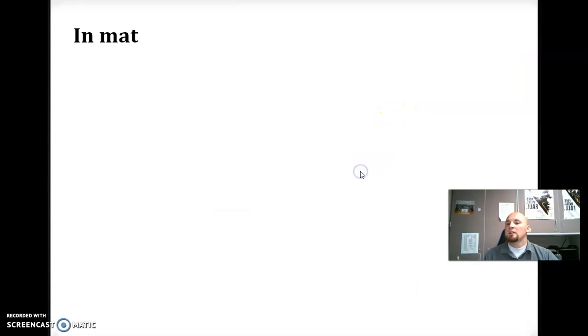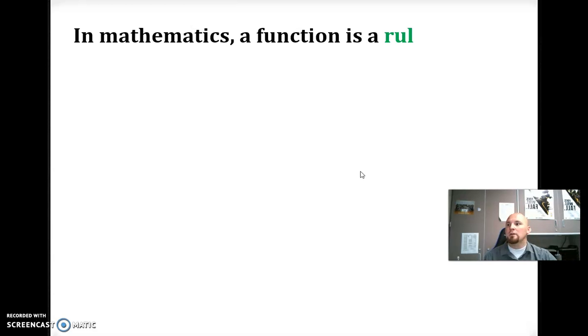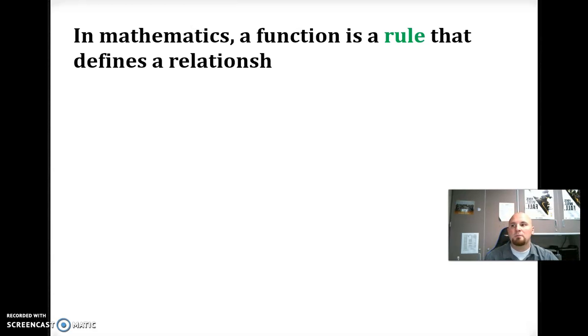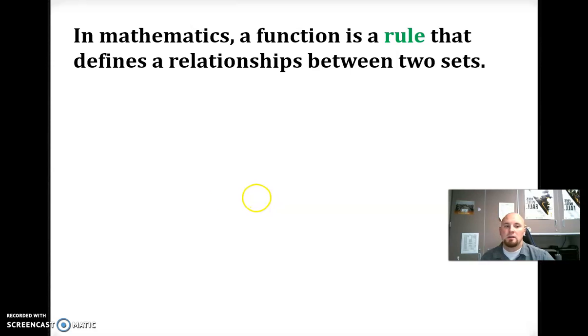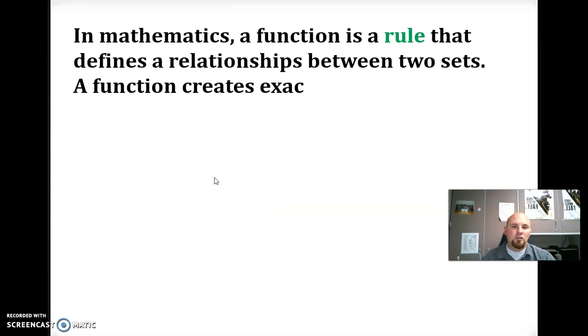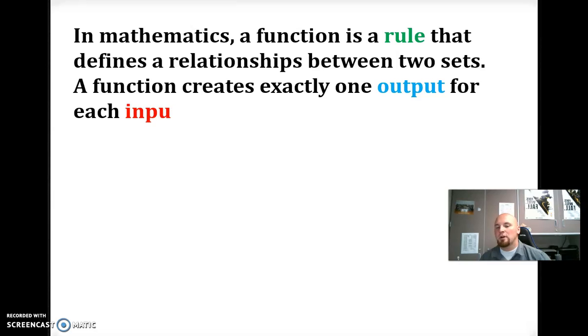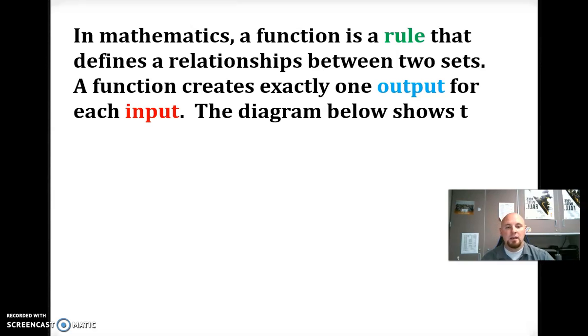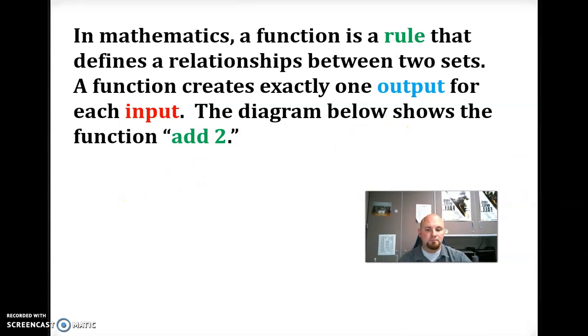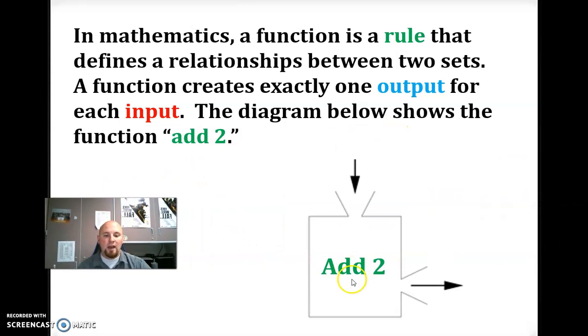Okay? So in mathematics, a function is a rule that defines a relationship between two sets. A function creates exactly one output for one input. So here's a diagram below that shows the function add2. For example, if I have a function add2 and I plug in the number 3, one input would give me one output. The rule, or the function, is add2. So 3 plus 2 gives me 5.